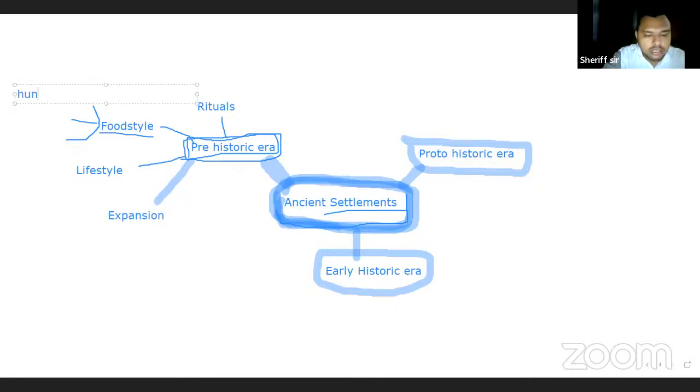Hunted. Buffaloes. 3 animals, for example. Then loved eating snails.